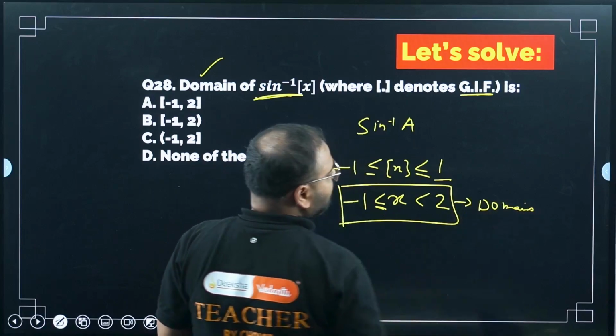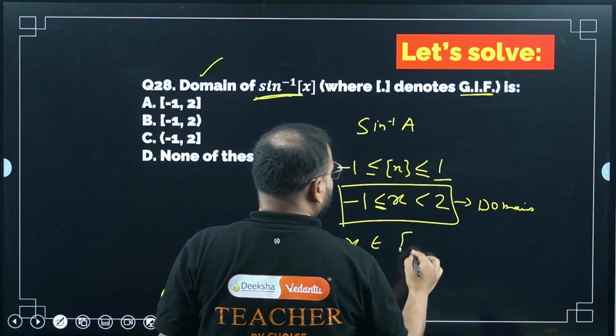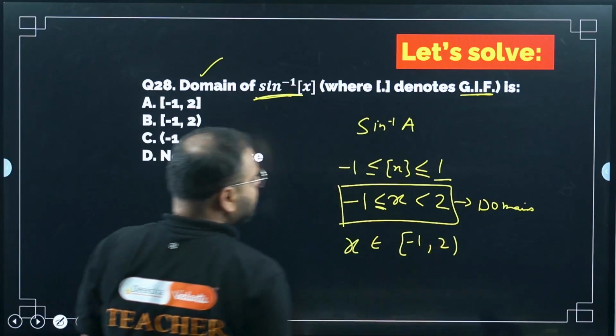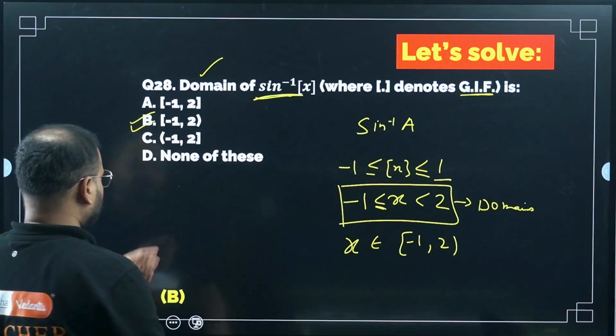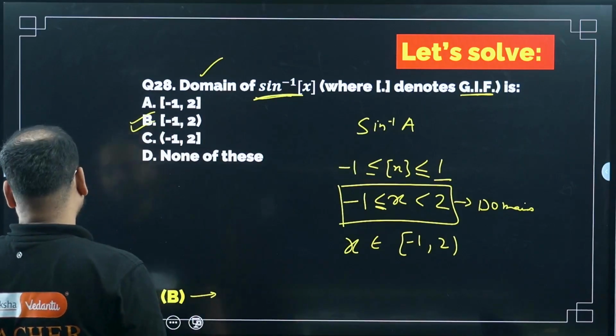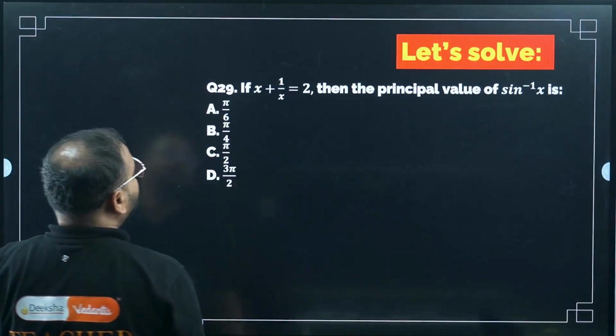That's what the domain is, right? The value of x is called my domain. So basically x belongs to minus 1 closed and 2 open. Which option is this? Option B. I hope this is clear. Okay, moving on to the 29th.